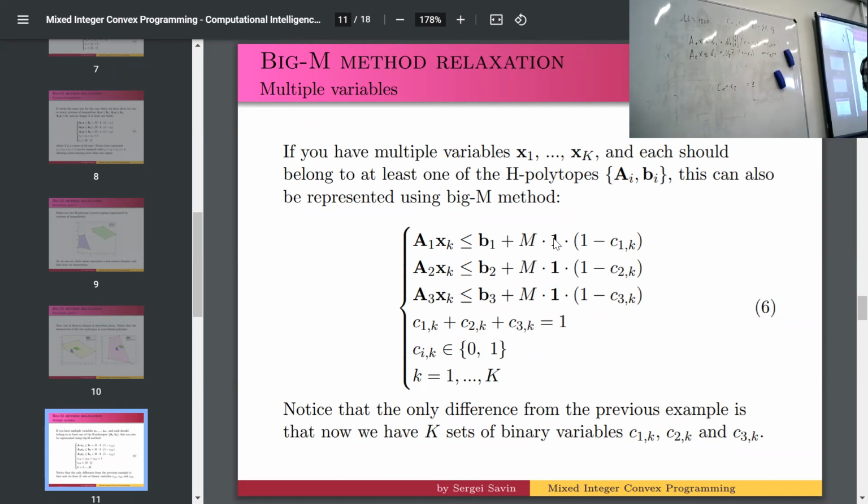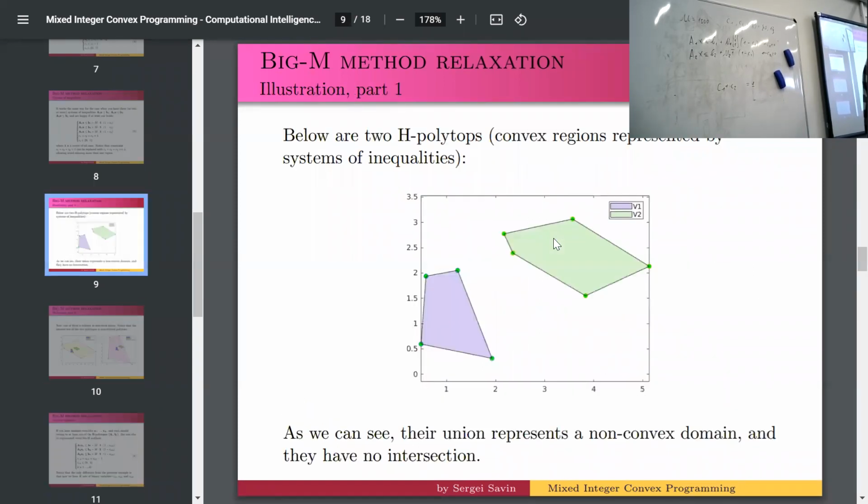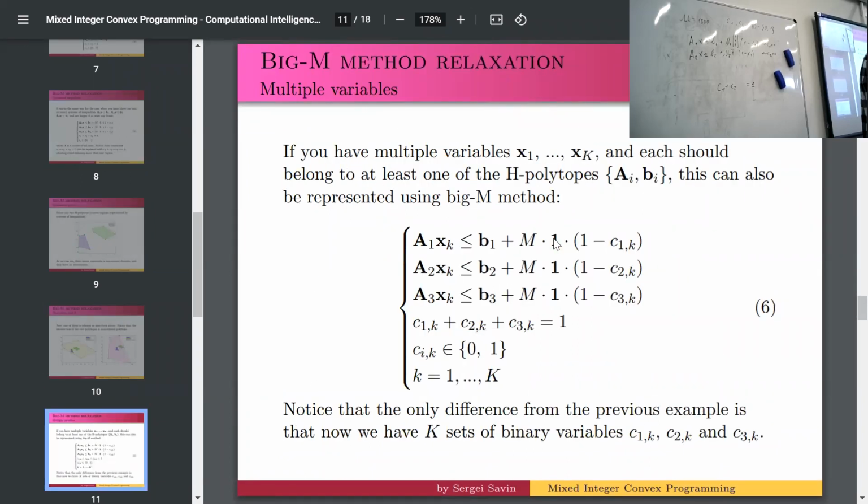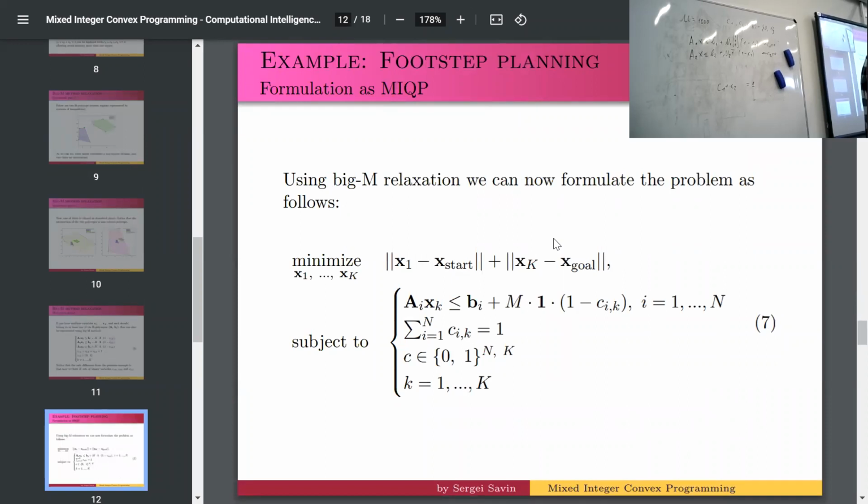All right, so the difference between expression 6 and expression 5 is only that x is not one variable, but a collection of variables. All the same as the rest, right? That's just a minor point. Okay, good. Now we are set up to solve our trajectory, footstep planning. So here is footstep planning with BigM relaxation. Notice the cost is the same.